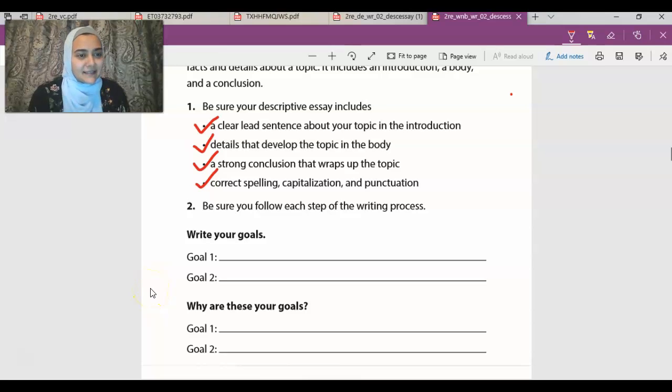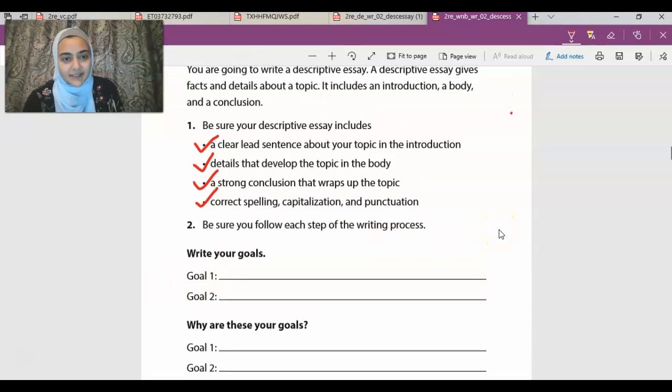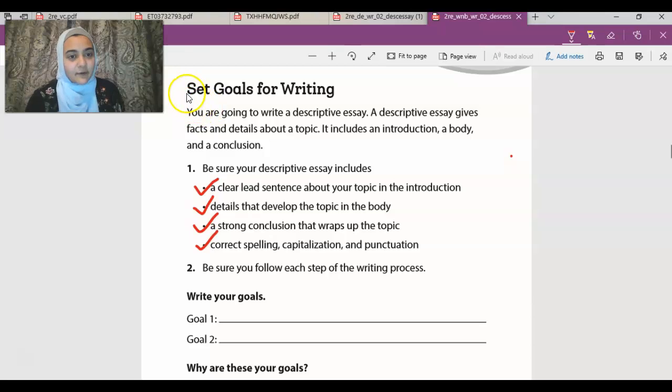Now, your next thing is, Miss Yusuf, I don't have this paper. What are you talking about? That's okay. I know you don't have this paper. So what you're going to do is open up your writing notebook. What notebook? Writing notebook. Not your word work notebook, not your reading notebook, writing notebook. You're going to turn to the next blank page, and on that page, you're going to write goals. At the top, you're going to write goals, or you can say set goals for writing. How about that? You're going to write set goals for writing at the top.